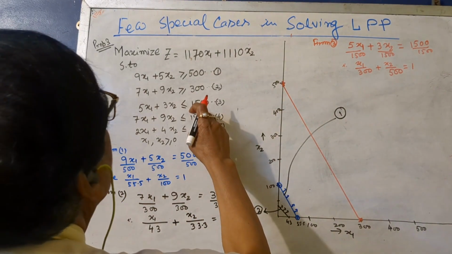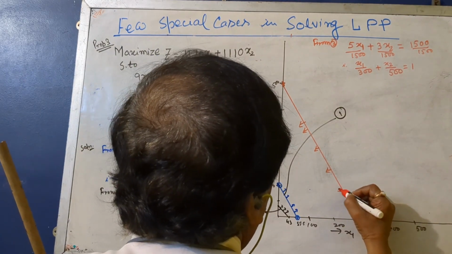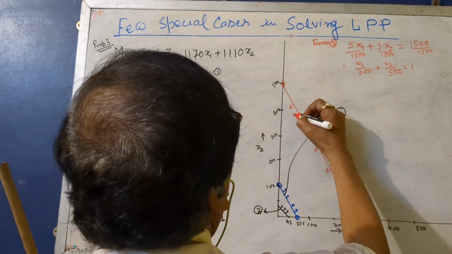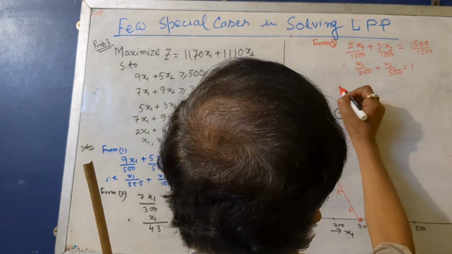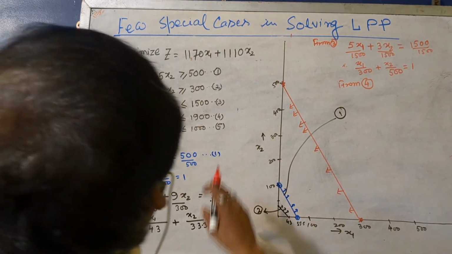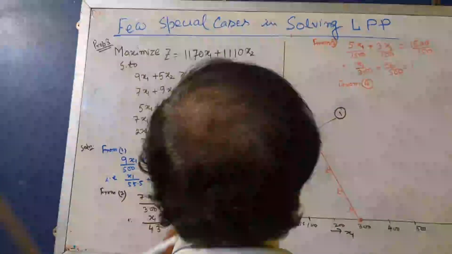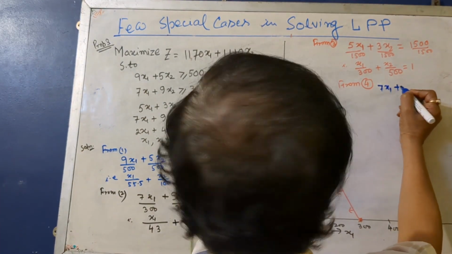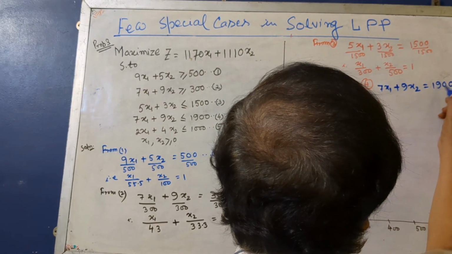And the condition is less than or equal to. The direction of the line will be this, less than or equal to means this. I think it is okay. Now next, the fourth one, from 4. I'm writing here because we have less space. It is better to take a different color. Fourth, 7x1 plus 9x2 is equal to 1900.